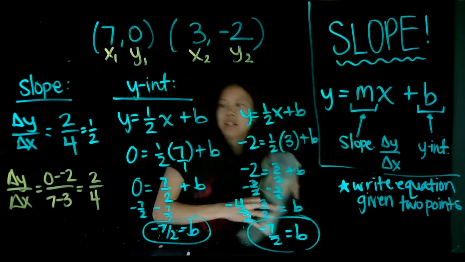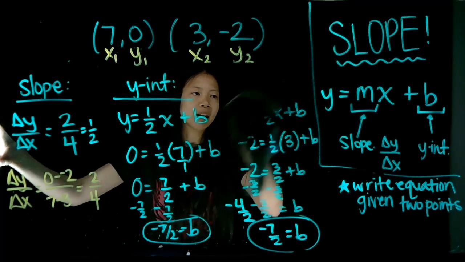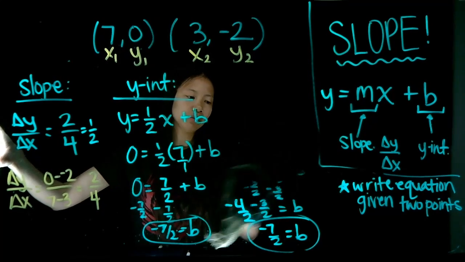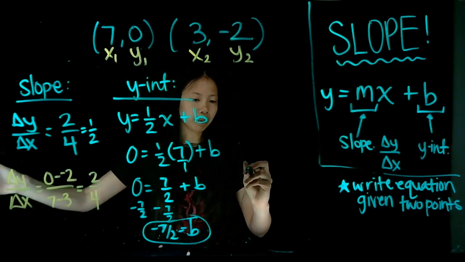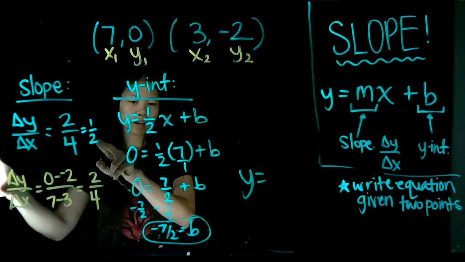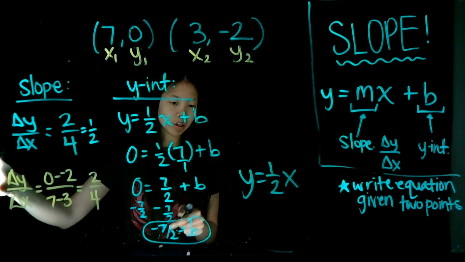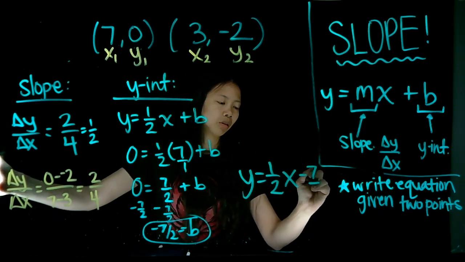Now that we have our slope and our y-intercept, we can write our equation that goes through those 2 points. Our final equation would be y equals our m, or our slope, is 1/2 x, and then we know our b value is -7 over 2. Awesome.